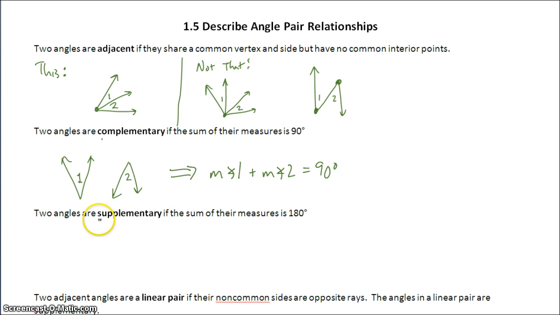Our third vocabulary word, supplementary angles. Two angles are supplementary if, when I add the measures of their angles, I find the sum of their measures, I get for an answer 180 degrees.